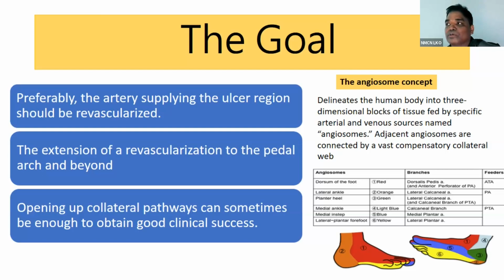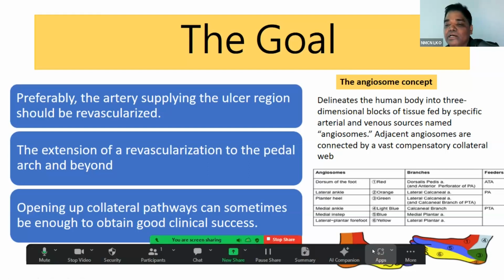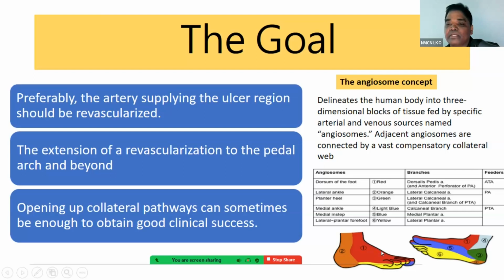There's an angiosome concept that actually divides the human body into multiple 3D segments. And when it comes to the foot, we can see that the dorsum of the foot is primarily supplied by the anterior tibial artery. The medial aspect of the foot as well as the plantar aspect are supplied by the posterior tibial artery, and the heel is supplied by the peroneal artery. So whenever you get ulcers in these areas, we should try to recanalize these particular arteries.